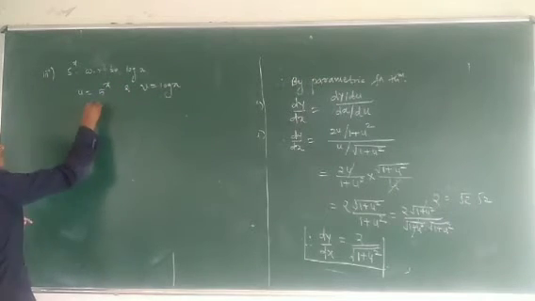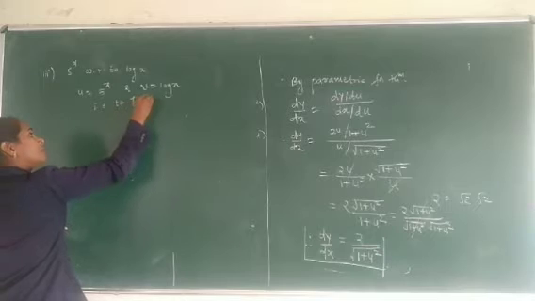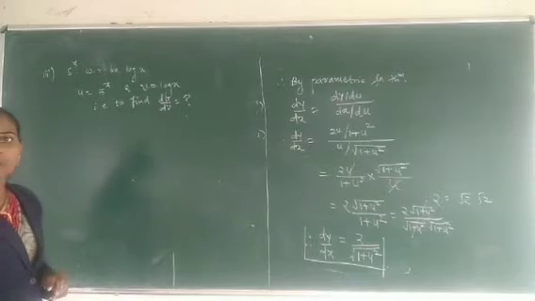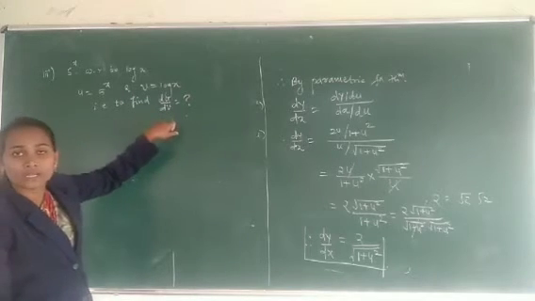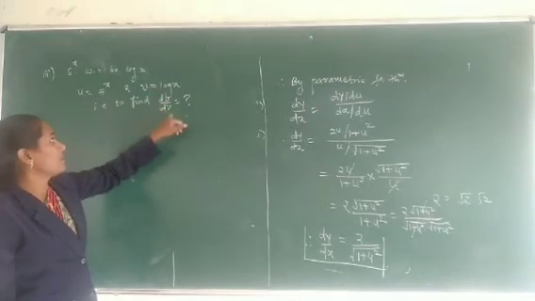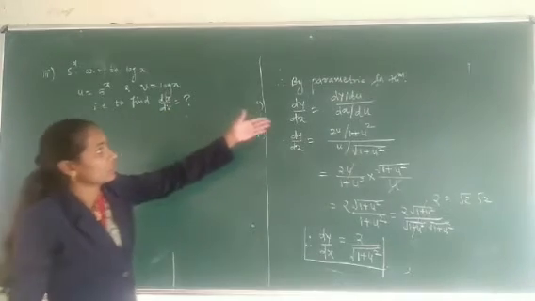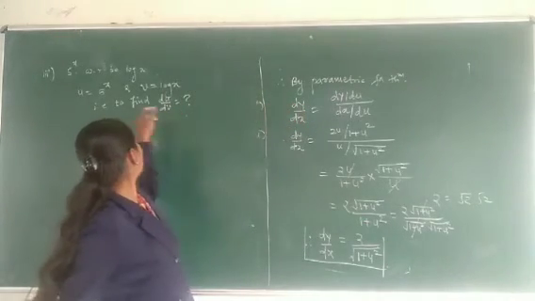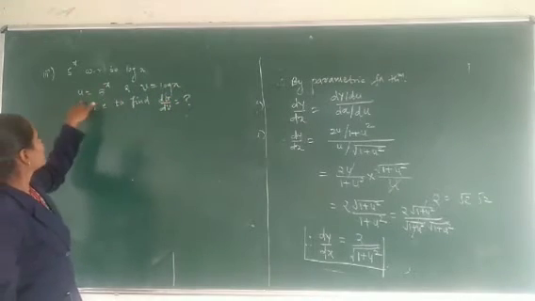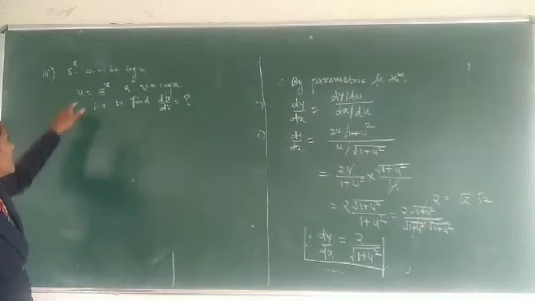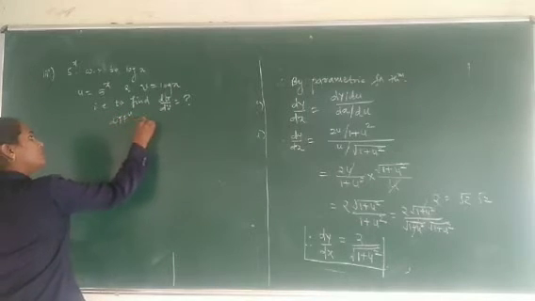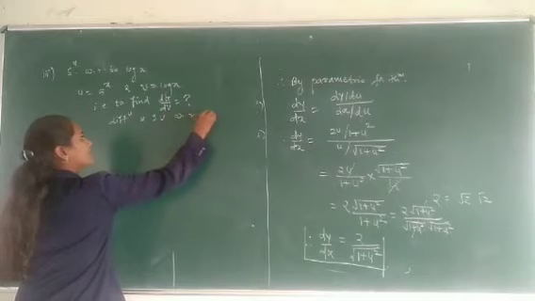That is, to find du upon dv. How to find du upon dv? First find du upon dx, then find dv upon dx, and write du upon dv is equal to du upon dx divided by dv upon dx. So first differentiate u and v with respect to x. Now here the parameter is x.